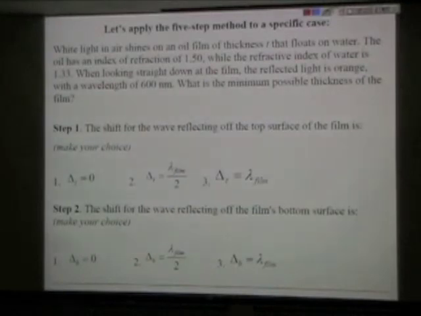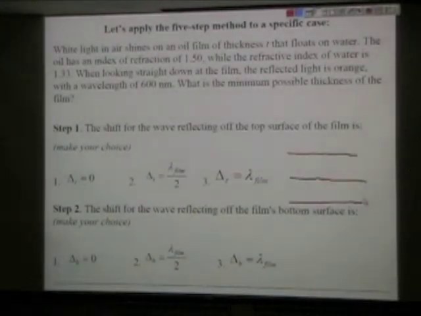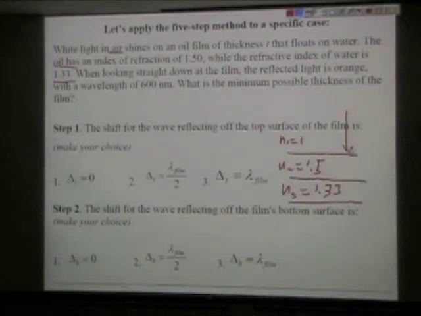Let's see how we should apply the method. So first of all, again, you have to draw a picture. You need to see what is happening. So I would recommend just do whatever I do. Air. Then oil. Fine. And water. So light at first reaches the interface between air and water.